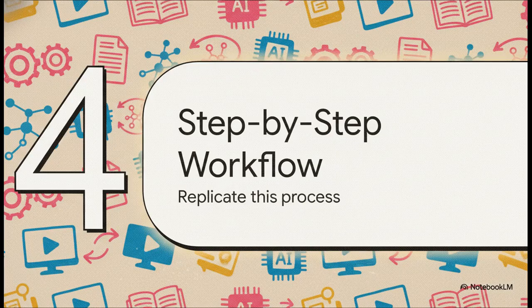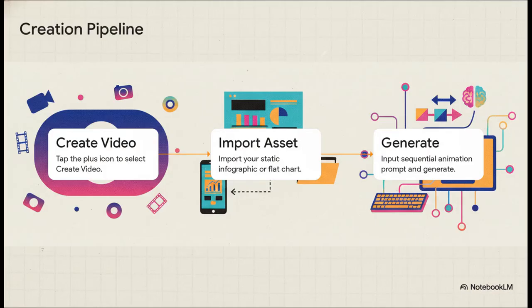Let's get practical. Section 4, the step-by-step workflow. I want to show you the exact process so you can replicate this workflow immediately for your next lesson plan. The interface features this very clean new pill-shaped prompt bar, making these 3 steps super intuitive. Step 1, tap the plus icon to open the full creation menu and select Create Video. Step 2, import that boring static infographic right from your camera roll or desktop. Step 3, drop in that exact sequential animation prompt we just talked about and hit Generate.